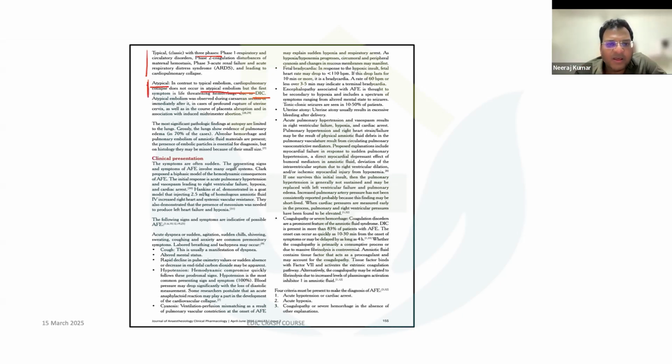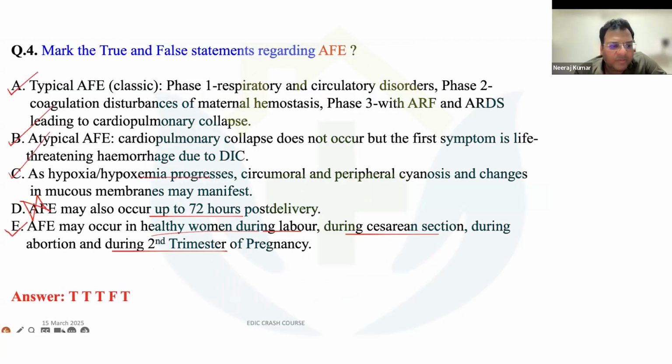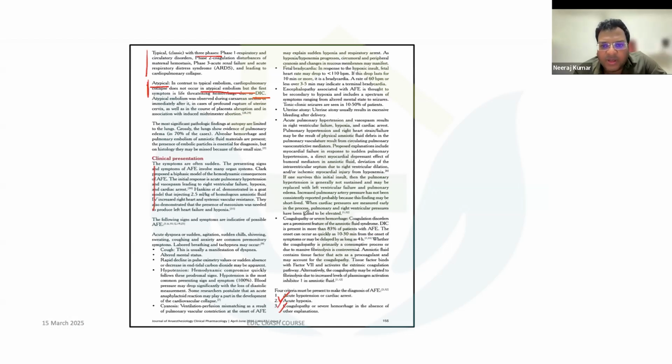Now the second is important. These patients have a clinical presentation which has been written here, and then the patient will have 4 criteria like acute hypotension, acute hypoxia, and coagulopathy. I think if you want to see post delivery, it is somewhere written here. These patients also have tonic-clonic seizures, seen in 10 to 15% of the patients, and many of the patients have coagulopathy or severe hemorrhage.